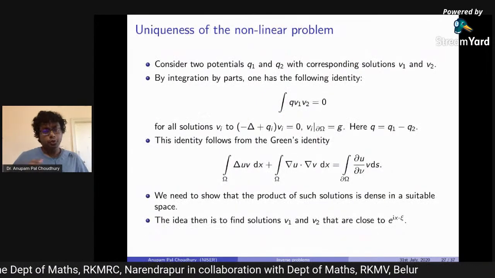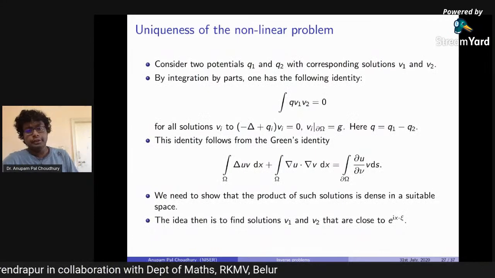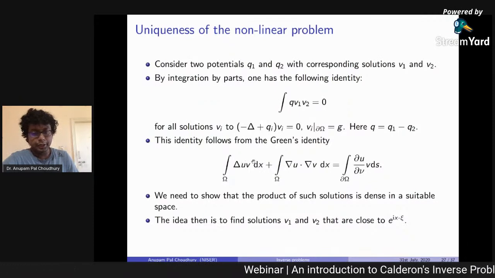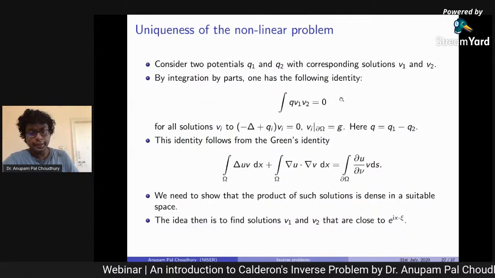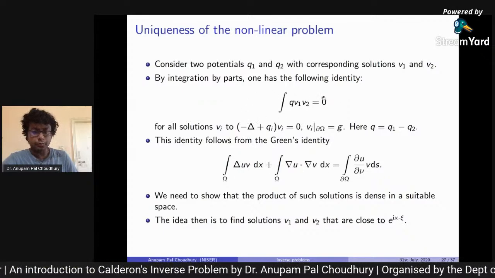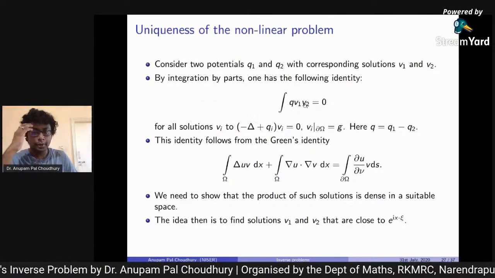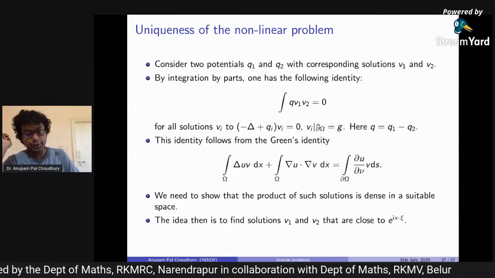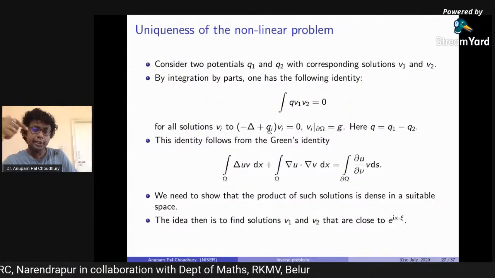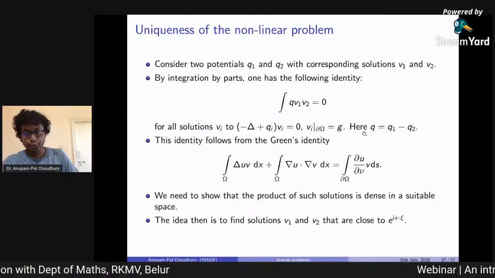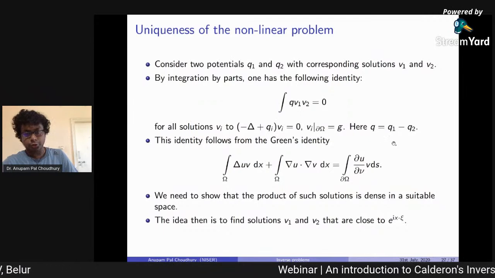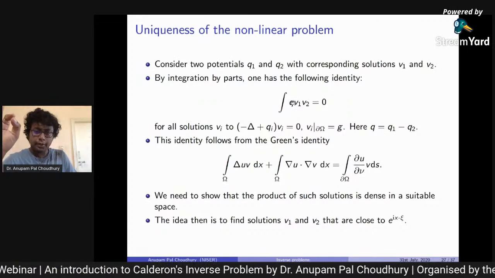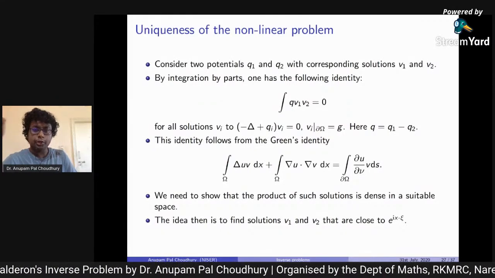Now what will they do? Again, they just use integration by parts. If you use this Green's identity, from here you can immediately derive an identity of this form: integration over Q V1 V2, where V1 and V2 are solutions to the Schrodinger equation, but now with potentials Q1 and Q2. And this Q is just the short form for the difference Q1 minus Q2. So essentially, you have the integral of Q1 minus Q2 times V1 V2 equal to 0.